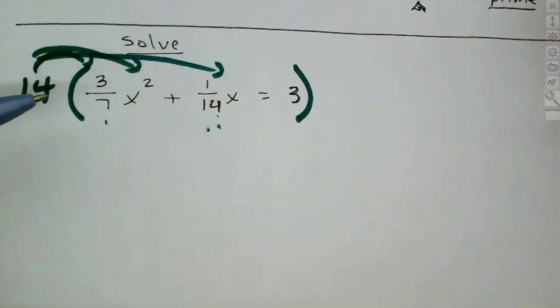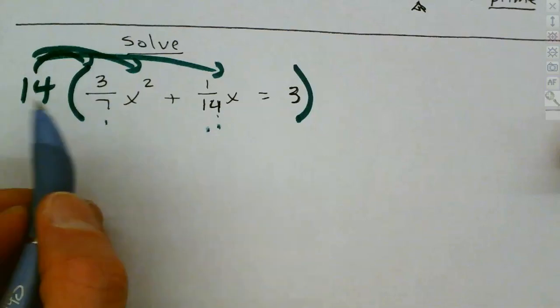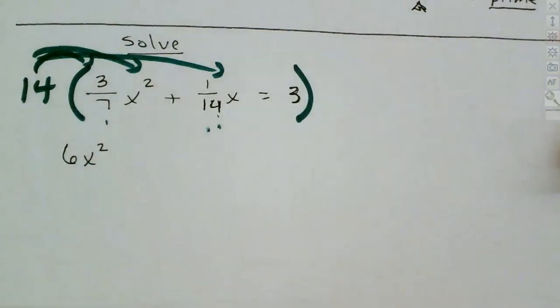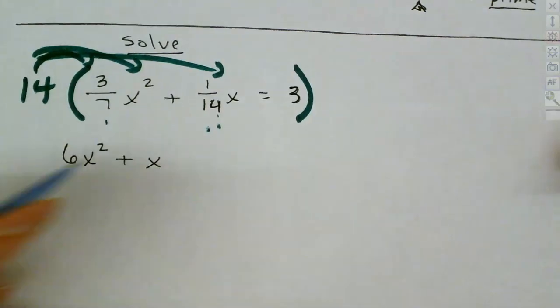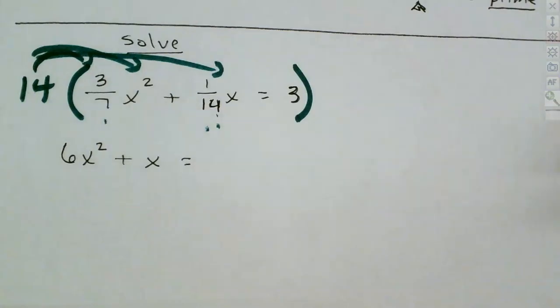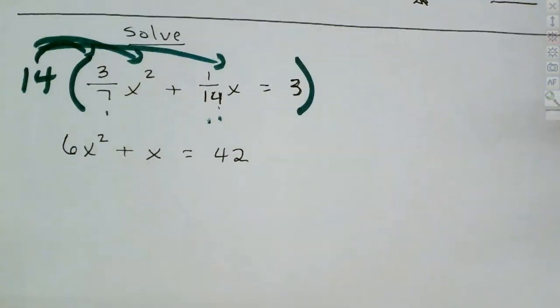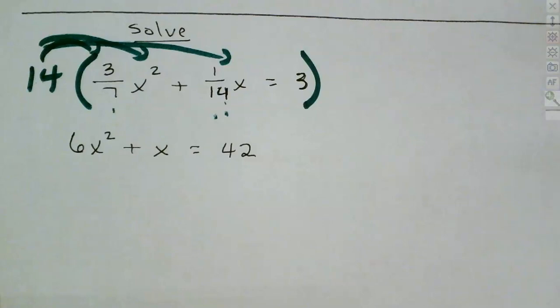So 14 divided by 7 is a 2. 2 times 3 makes it a 6x squared. 14 and 14 cancels out. That leaves you with an x. And do not forget the other side. 14 times 3, well, that is a 42. Is everyone all right with how I cleared them out? So, fractions, what do? Clear them out.